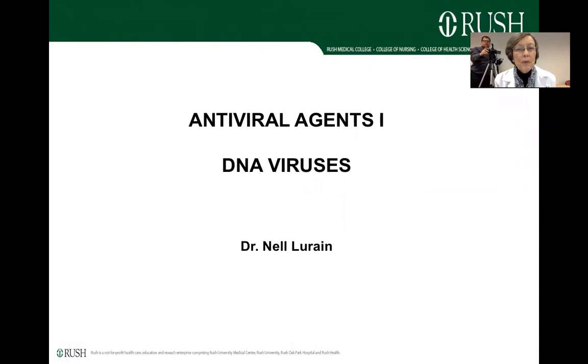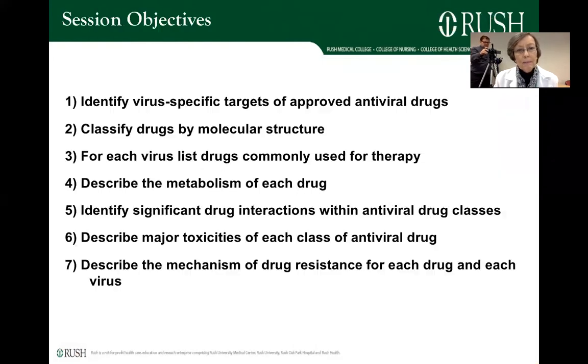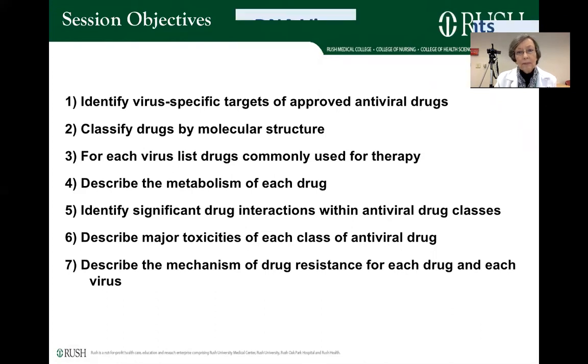So this is the first installment of antiviral agents, and we're going to be targeting DNA viruses. Our objectives then are first to identify virus-specific targets that are approved by the FDA, classify drugs by molecular structure. For each virus, list the drugs that are commonly used for treatment, describe the metabolism of each drug, identify significant drug interactions within antiviral drug classes, describe major toxicities of each class, and describe the mechanism of drug resistance for each drug and each virus.